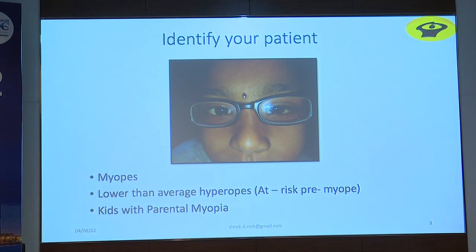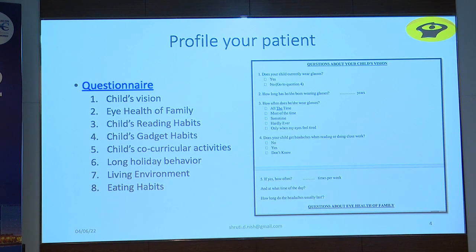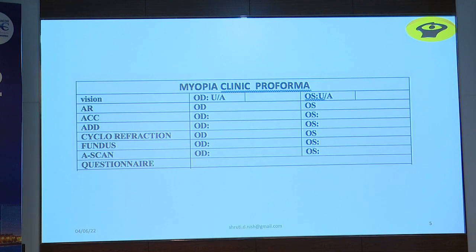Obviously the myopes, the lower than average myopes, or the so-called at-risk pre-myopes. We are looking at age-based hyperopia, which doesn't correlate, and of course all kids with parental hyperopia, whatever their refractive error is. First thing I do is always profile my patient. So these are the questions that I ask. These are the 8 subheadings that I give.